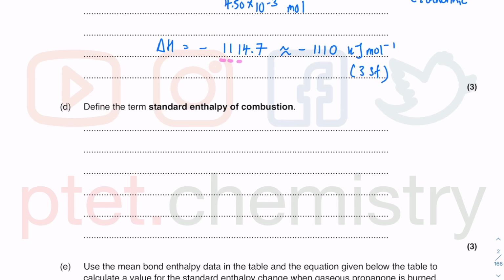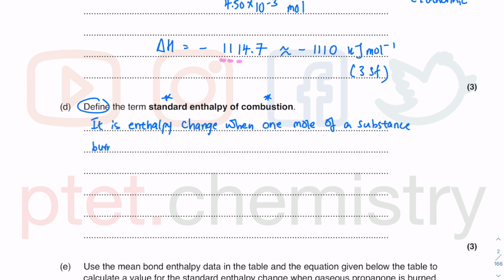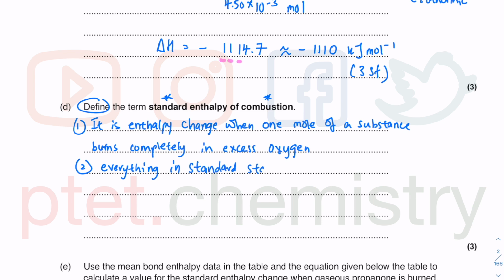This next part is defining this term here. So there is a standard condition, there is the combustion there. So it is referring to the enthalpy change. So a 3-marker definition here. Enthalpy change when 1 mole of a substance, so the value above was kilojoule per mole, for the propanol, and this one has to be burned completely in excess oxygen. So that is your first point here, in excess oxygen. And then burns completely in excess oxygen, everything in standard state. So everything on the left and on the right must be in their standard states.